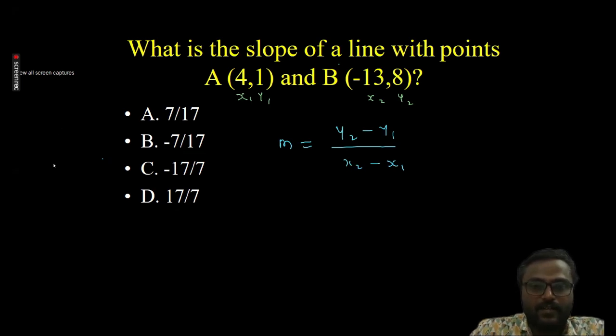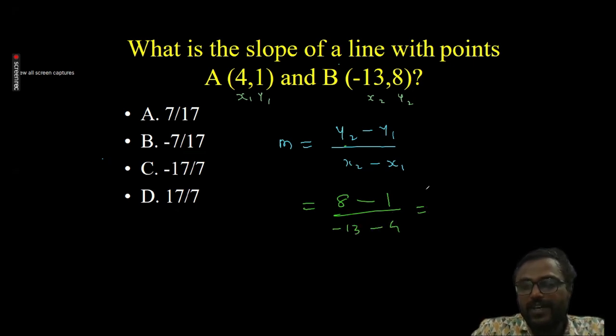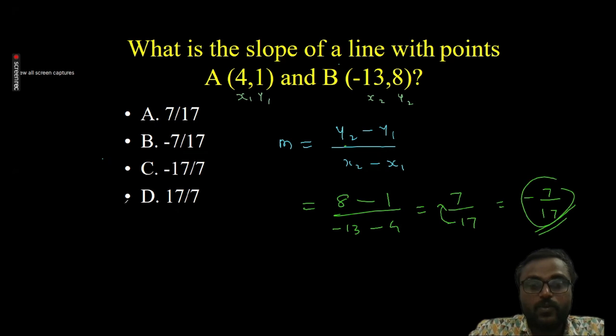Daniel, if you see, y2 is 8, y1 is 1, x2 is negative 13, and x1 is 4. So 8 minus 1 is 7, negative 13 minus 4 is negative 17. So what do we have? We can just transfer this negative sign to the top. So we have negative 7 over 17, which is nothing but, oh, it's option B, not C. Frederick, it was y2 minus y1 over x2 minus x1, okay?